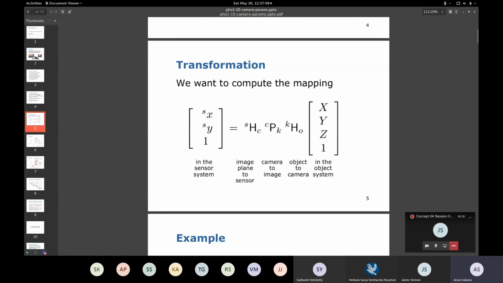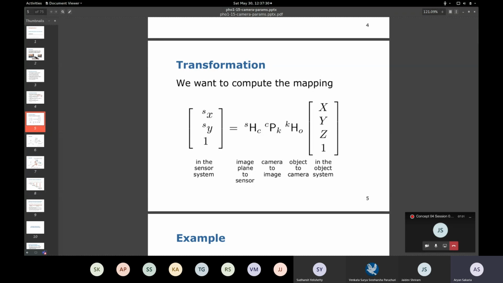You do a transform and bring it to the camera coordinate system. I'll explain why this is important: it becomes easier to map points from the camera coordinate system to the image. So the first step is just bringing the point from the world system to the camera system.